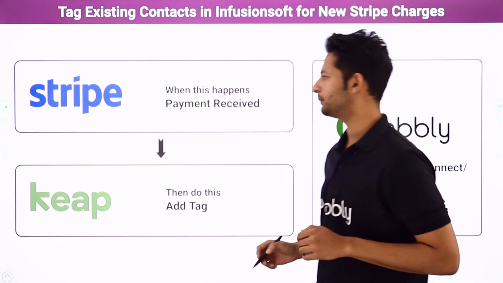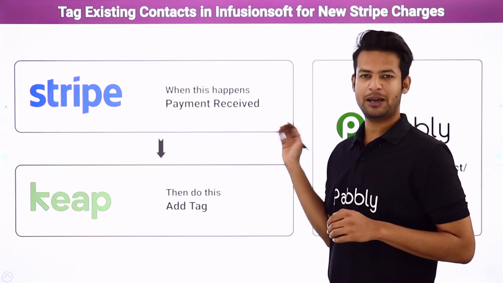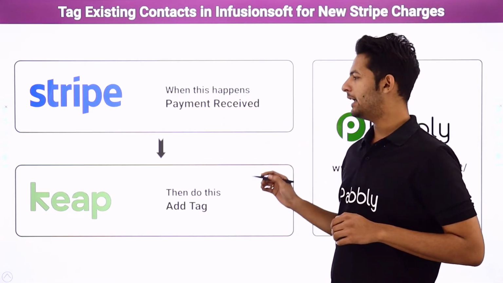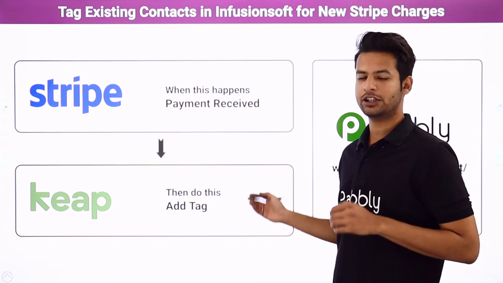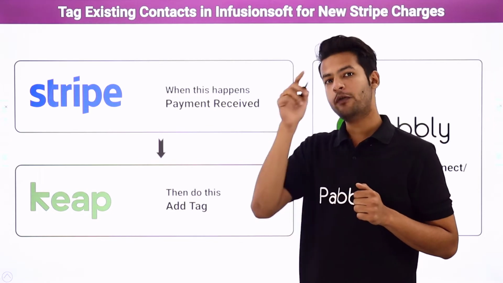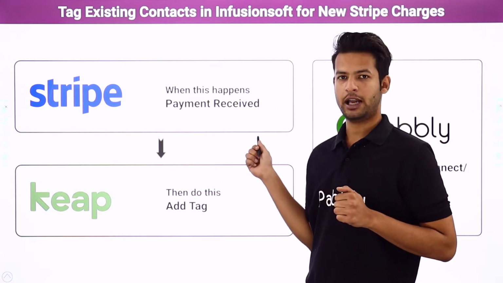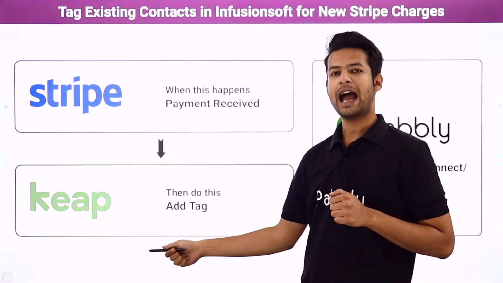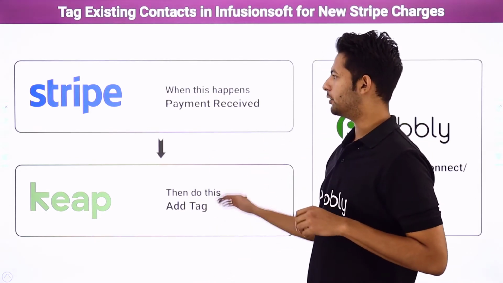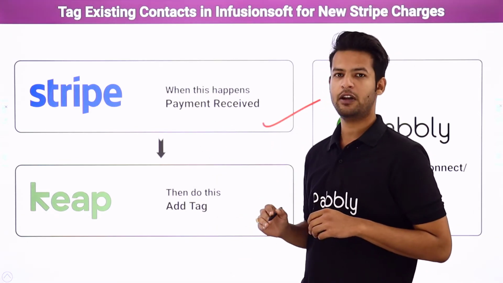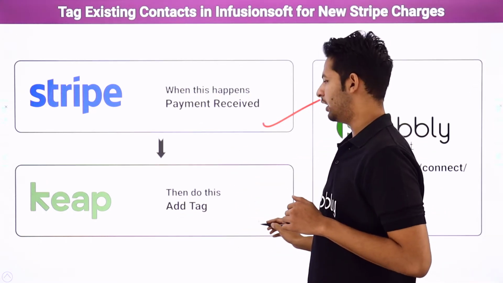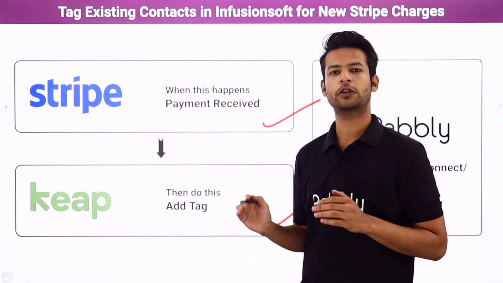You are using Stripe as a payment gateway, where customers do the payment for your business, and you are using Keep, which is a CRM software for your customers database. Now whenever the customer does the payment from Stripe, automatically a tag will be added in front of that particular contact in your Keep account. For that I have used two applications here. First Stripe, the payment gateway, and secondly Keep, the CRM software.